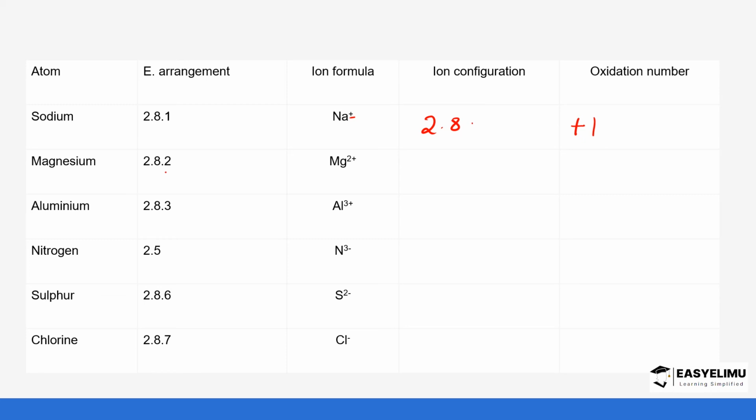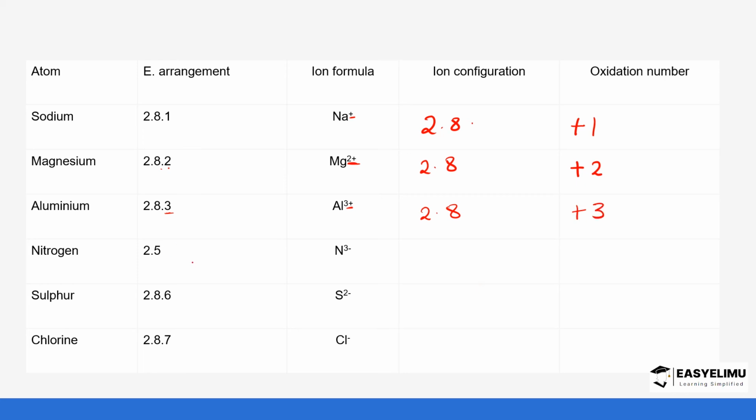Magnesium configuration is 2.8.2. It loses 2 electrons from this formula, so the new ionic configuration becomes 2.8. So the oxidation number is a positive or negative, so in this case it's positive, and then 2. Aluminium is 2.8.3, and you can see it has 3 electrons in the outermost shell that are lost. That's why we have a positive. So the new configuration becomes 2.8 as well. So the oxidation number is positive, then the number of electrons.